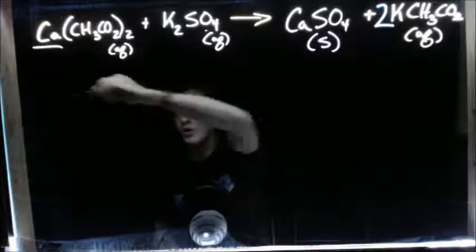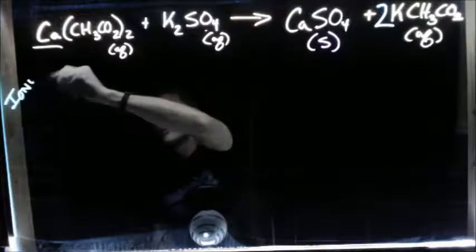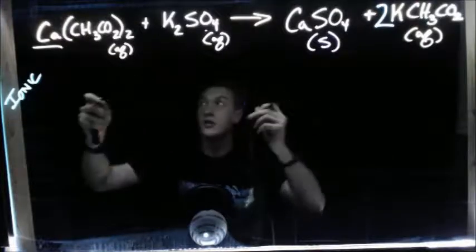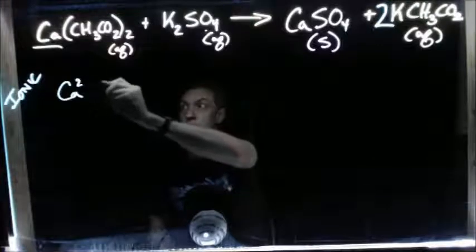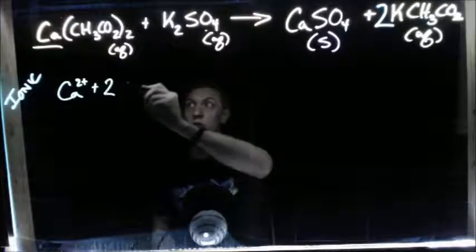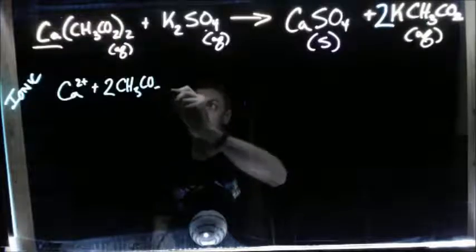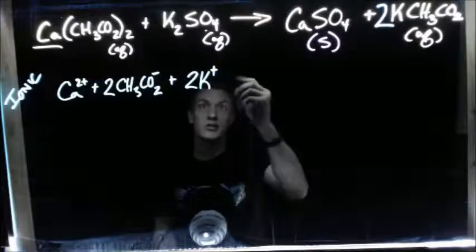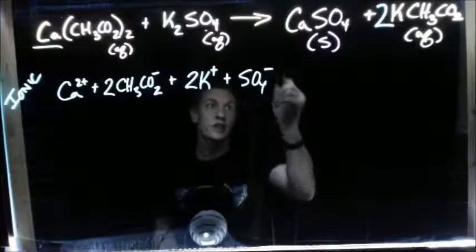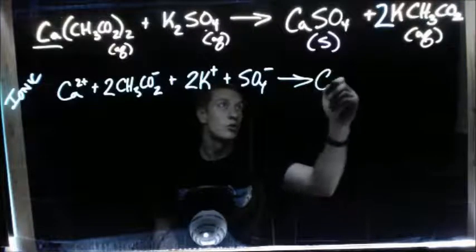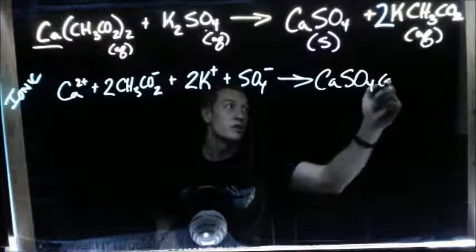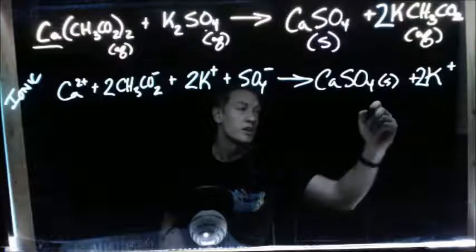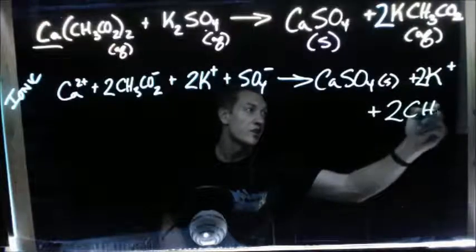Next, let's write an ionic equation. So in our ionic equation, this is aqueous, so it will have dissociated into its ions. So we have calcium 2 plus ion with 2 acetate ions plus 2 potassium ions plus a sulfate ion, and those react to form calcium sulfate solid and 2 potassium ions, and 2 acetate ions.